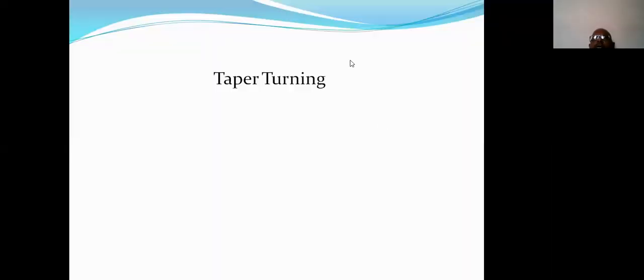Welcome back. In the previous class, we discussed different types of operations to be performed on a lathe machine. In the present class, our discussion continues regarding the remaining operations. The remaining operations means we already discussed, just briefly, taper turning and thread cutting operations.